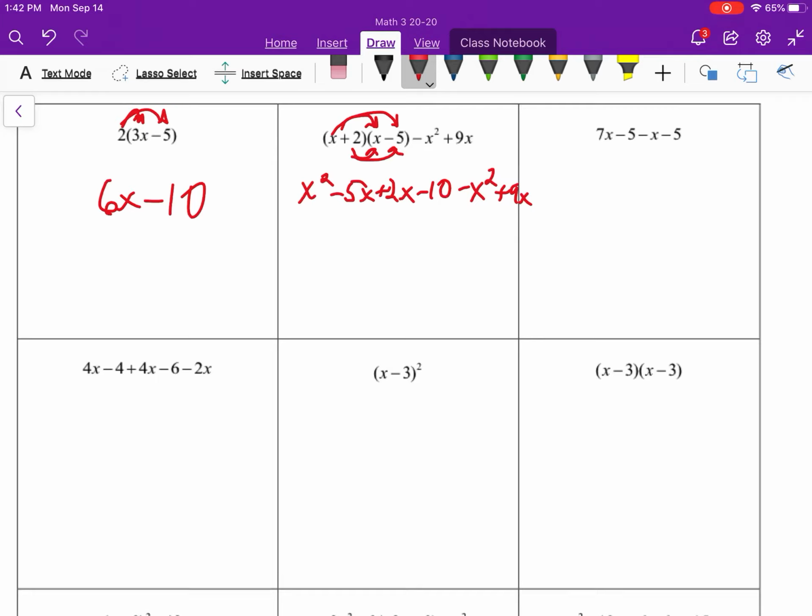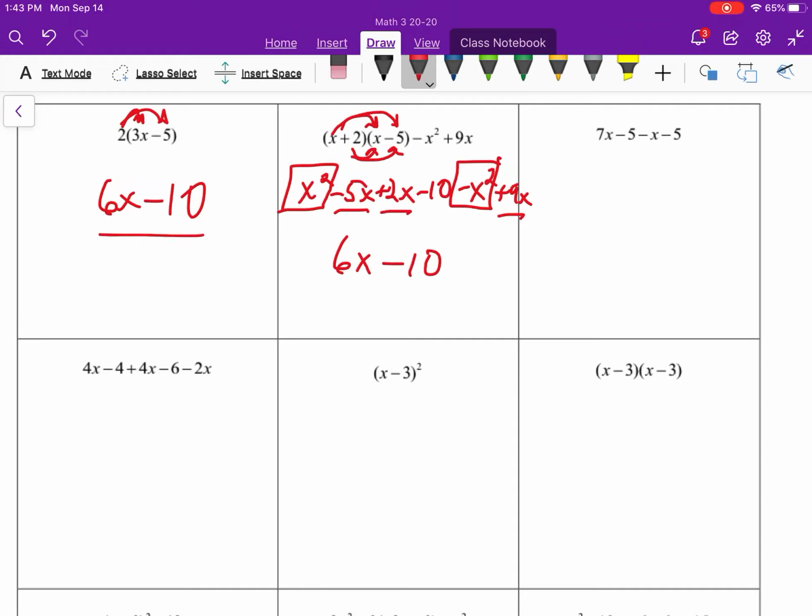Now I'm going to combine like terms, okay? So I'm going to start with my x squareds. Go ahead and box those. Oh, nice. X squared minus x squared gives us 0x squared, right? Or it'll just take them away, cancel them out. Good. Now we have negative 5x plus 2x plus 9x. Negative 5x plus 2x is negative 3x. Negative 3x plus 9x is 6x minus 10.